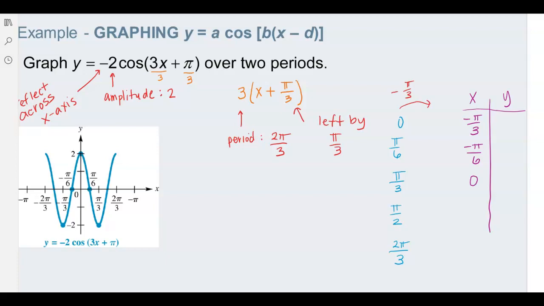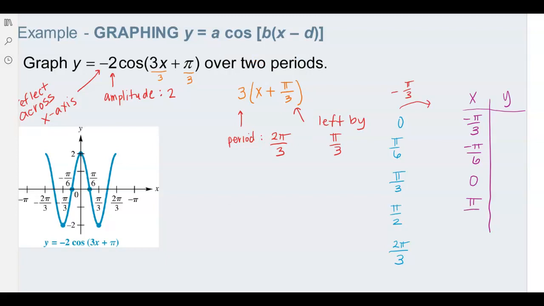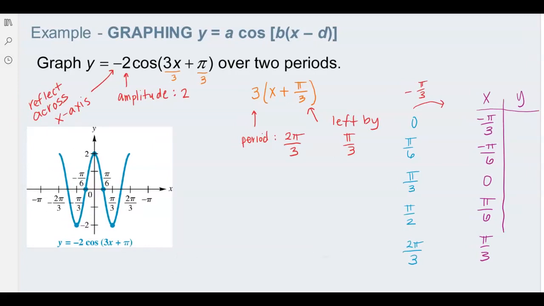That's a positive pi over 6. And then 2/3 minus 1/3 will be pi over 3, right? Okay. This is asking us to graph this over 2 periods. I'm just going to do one, and then we'll see where the second period was drawn. Okay, so we've got our x values.